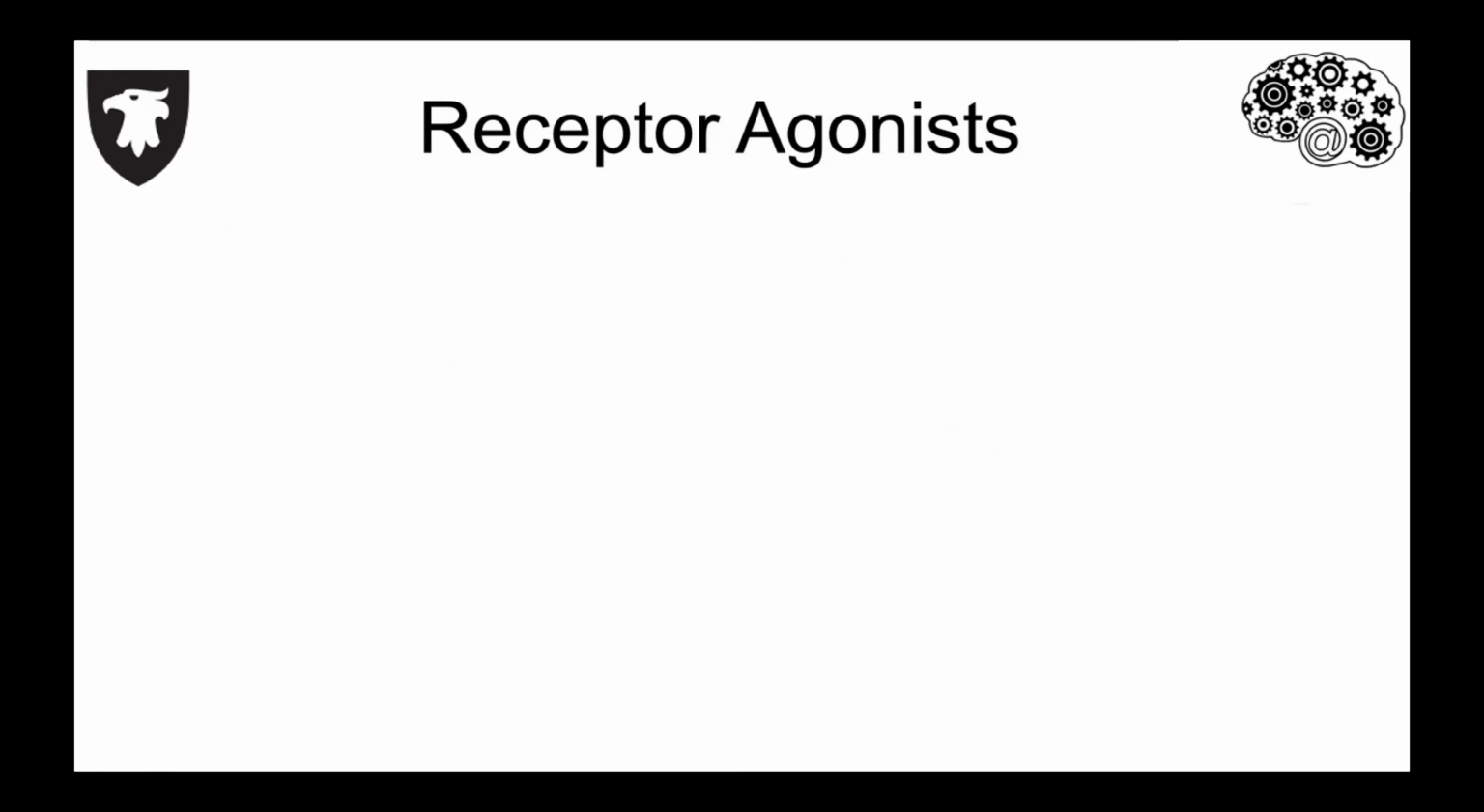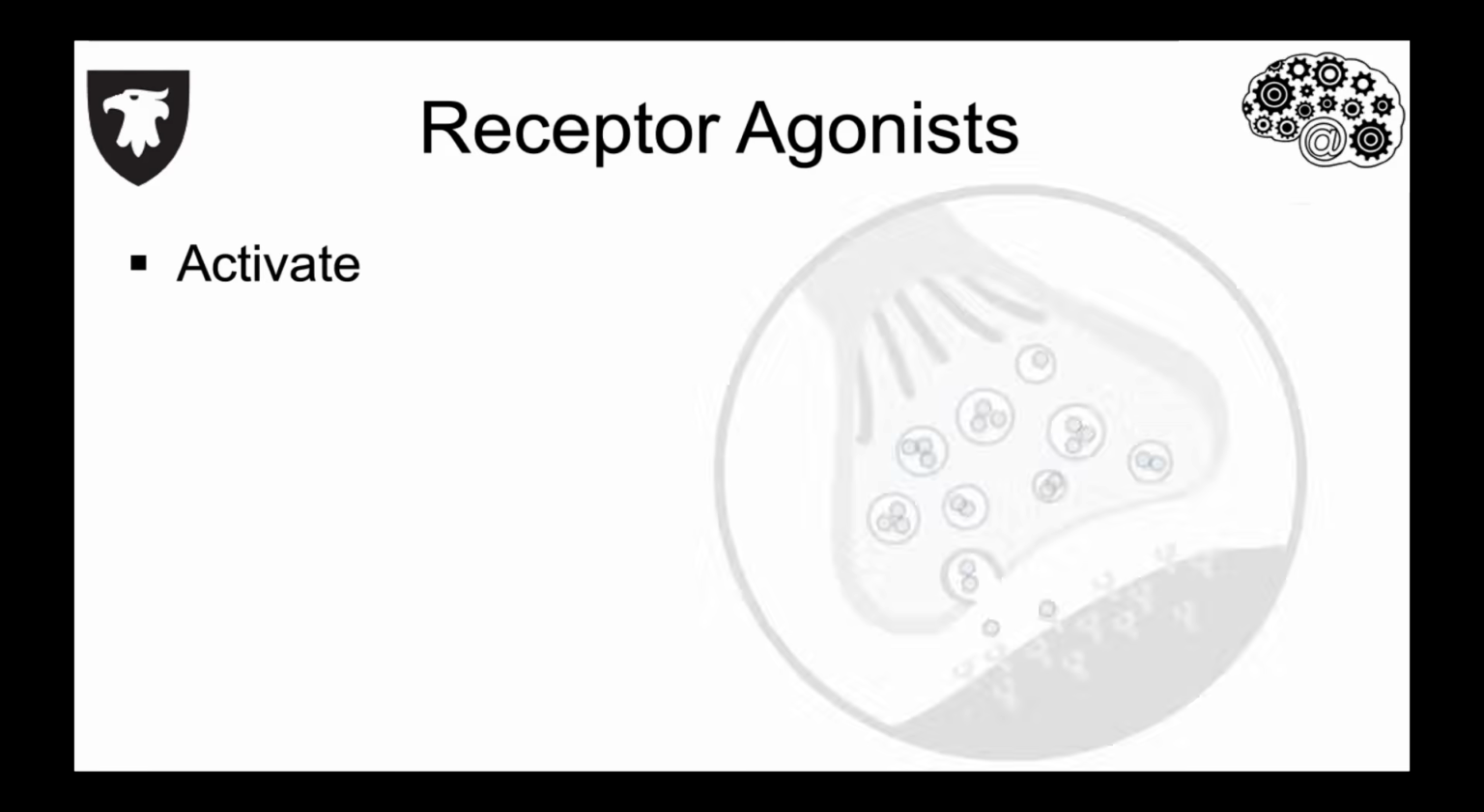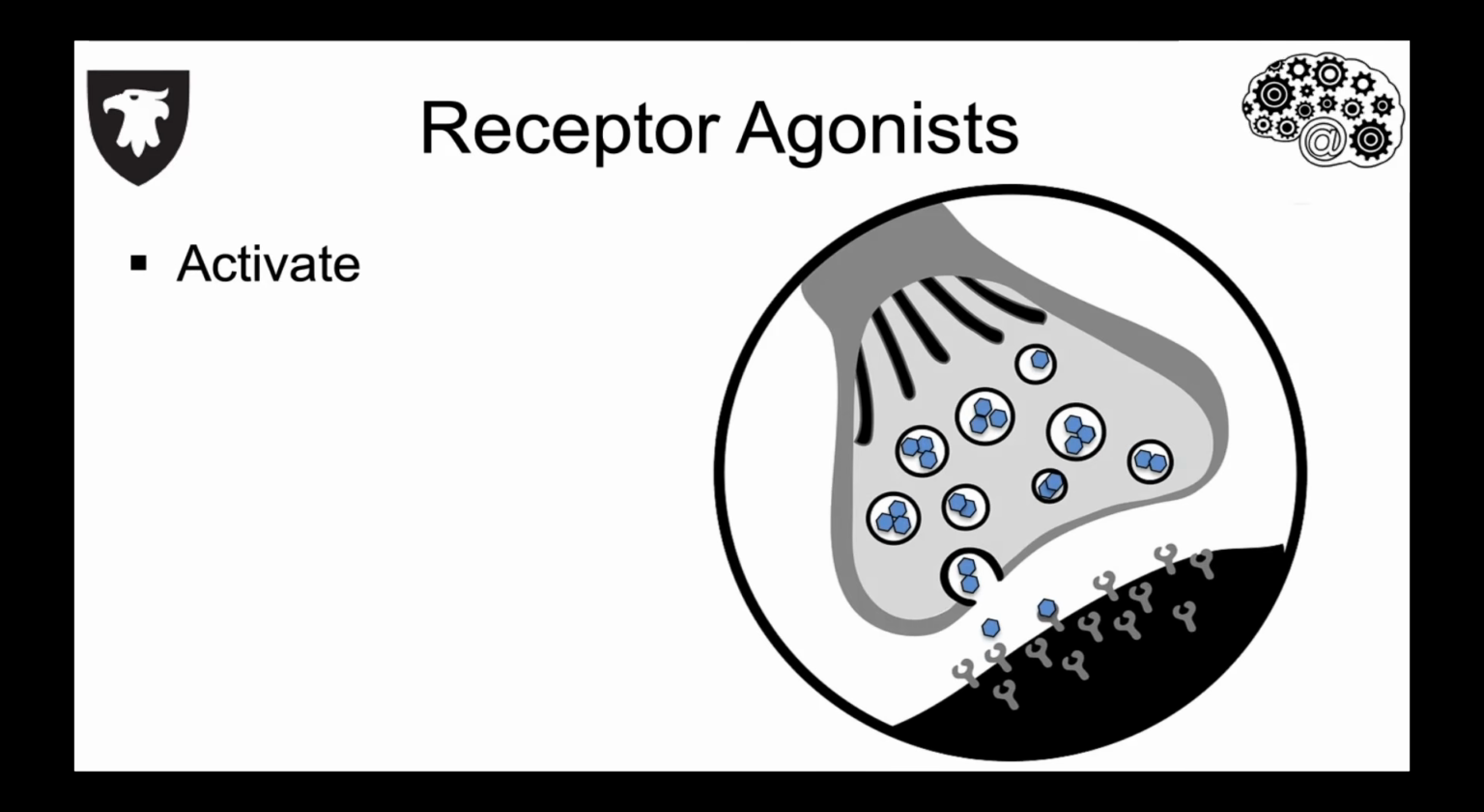First, let's look at receptor agonists. These tend to act most similarly to neurotransmitters in that they activate the receptor. Again, we have a close-up view of a typical synapse, with the presynaptic axon terminal on the upper left and the postsynaptic receptors on the lower right. The neurotransmitter, represented as blue hexagons, is visible in the presynaptic vesicles. One of these vesicles has fused with the cell membrane, releasing neurotransmitter into the synaptic cleft, and one neurotransmitter molecule has bound to a postsynaptic receptor.